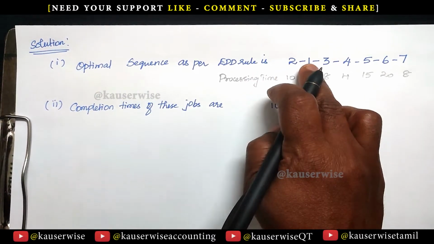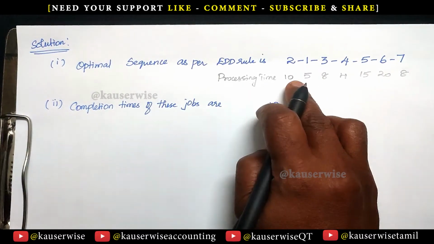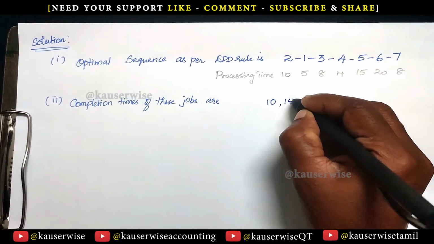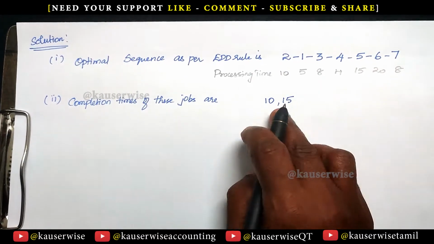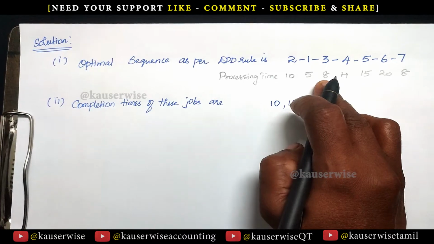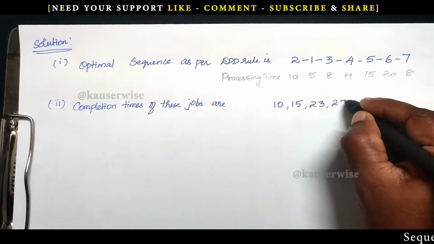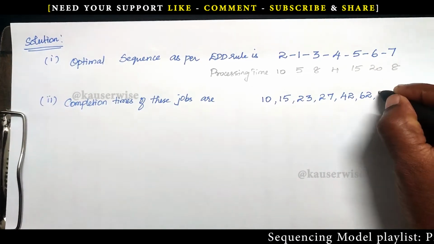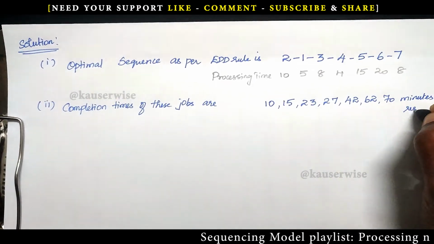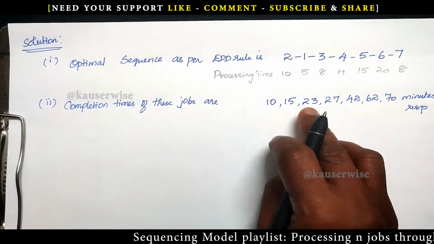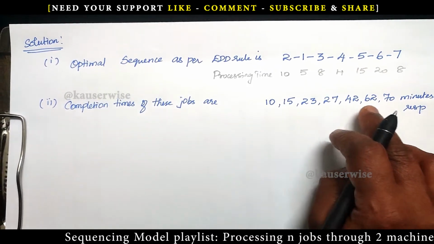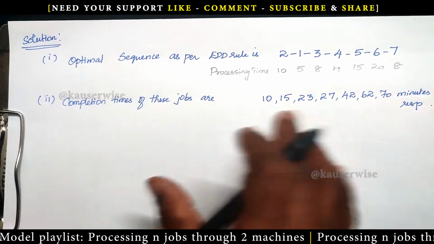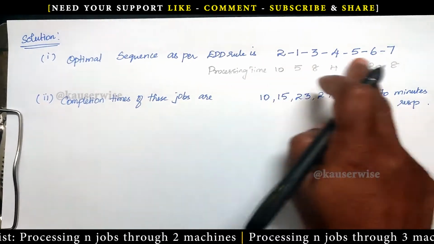The next one, job 1. What is the processing time? 5 minutes. So 10 plus 5, at the 15th minute, we'll complete 2 jobs. Next, 15 plus 8, 23. 62 plus 8, 70. So 10, 15, 23, 27, 42, 62, 70 minutes respectively. This is the way to calculate the completion time of these jobs.